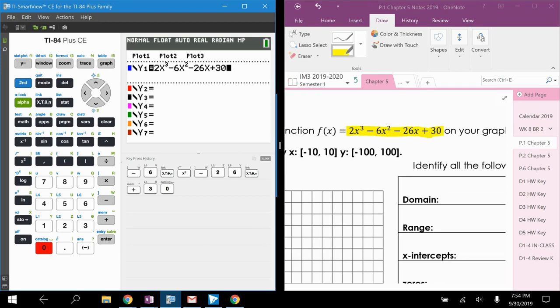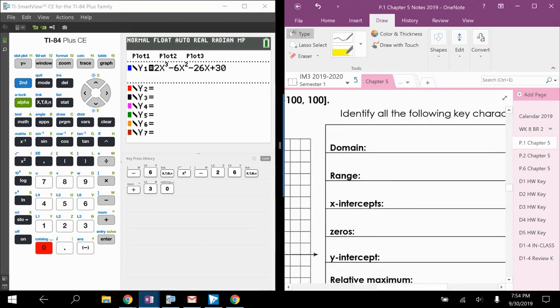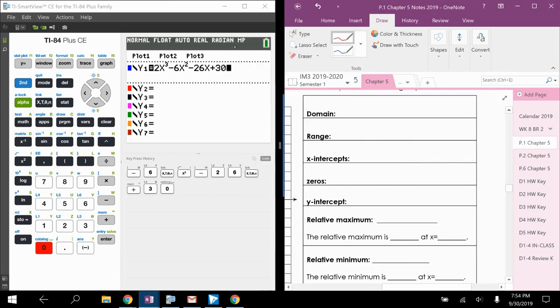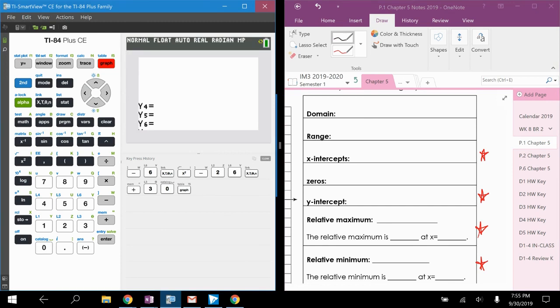All right, so we have this. Remember that there were 4 things that we need to have on our graph in order to graph it on paper, and that was the x-intercepts, the y-intercept, the relative max, and the relative min. So let's go ahead and figure those out. We're going to press graph.